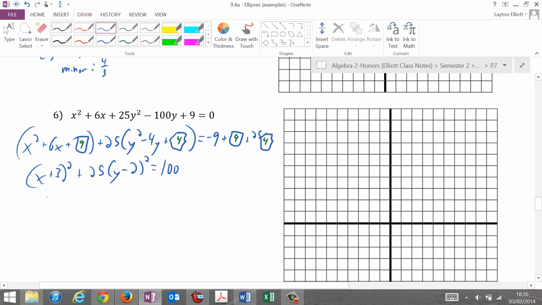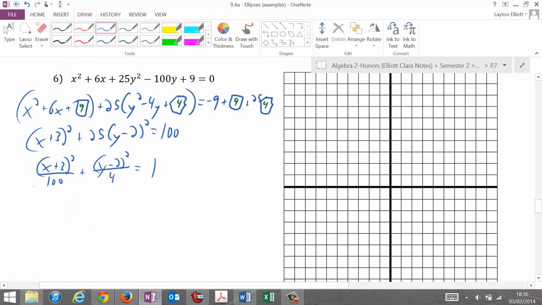Divide both sides by 100, and I get x plus 3 squared over 100 plus y minus 2 squared over 4 is equal to 1.